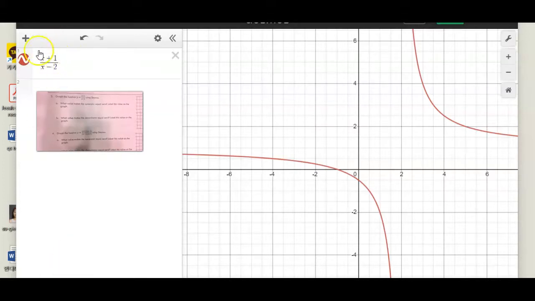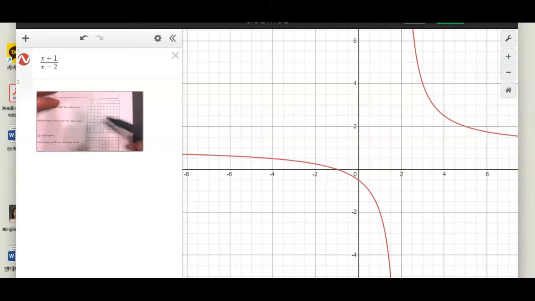I already did that for you, x plus 1 over x minus 2. As you can see, there are two wings, one on the bottom left and one on the top right, which is what you're going to graph on your paper. It looks like there are two asymptotes. There is a vertical asymptote at x equals 2, so let's draw our asymptote at x equals 2, as well as y equals 1.